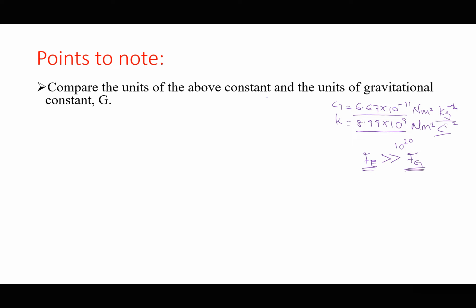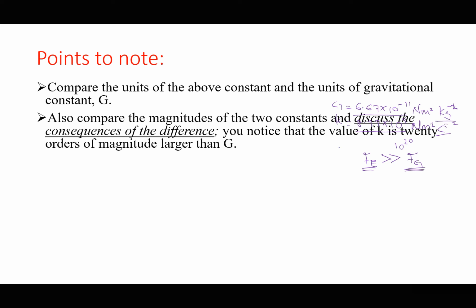And here we are dealing with the charges, so it is per Coulomb squared. So you must have noticed, having compared the units and the magnitudes, that we have seen the consequence of the difference. K is about 10 power 20 times greater than the gravitational field constant. And we saw that the implication is that the force due to the electric field, or the force due to the charges, is much larger than the force due to the masses.